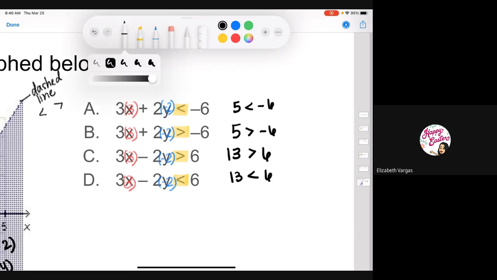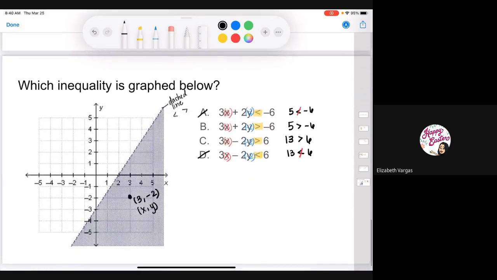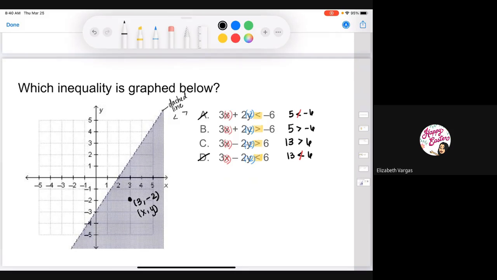And so what I'm looking for is which of these statements is true. Well, it's not true that -6 is greater than 5. It is true that 5 is greater than -6. It is true that 13 is greater than -6, but it's not true that 13 is less than 6. So that means we could do away with these two answer choices. Okay? Well, what it looks like is I still have two answer choices.